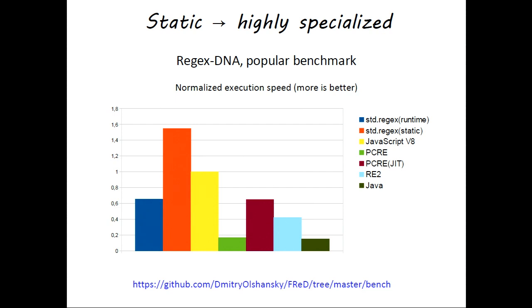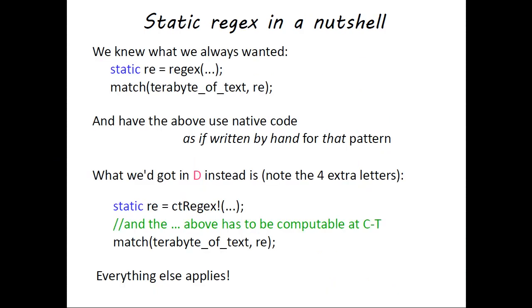It counts up matches of a pattern, say, this is monkey, or maybe human, and this is say tuna fish. What we have here: the fastest regular expression engine is the yellow bar, and we normalized everything to it. This is JavaScript's V8, which uses a JIT compiler behind the scenes. Here you can find PCRE, RE2, this is Google's famous engine, and just for comparison, a Java version of it. The first two bars are the D standard library. The first one is the runtime version, the second one is the compile-time version. So basically the change is ctRegex versus regex.